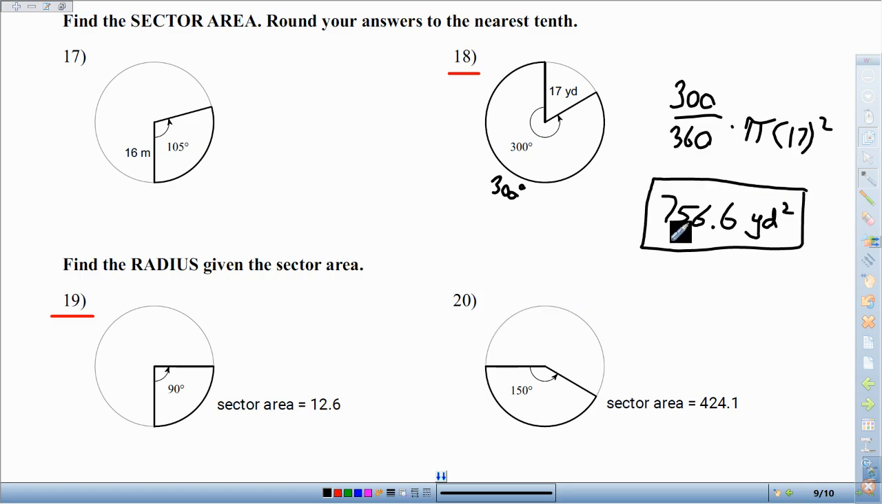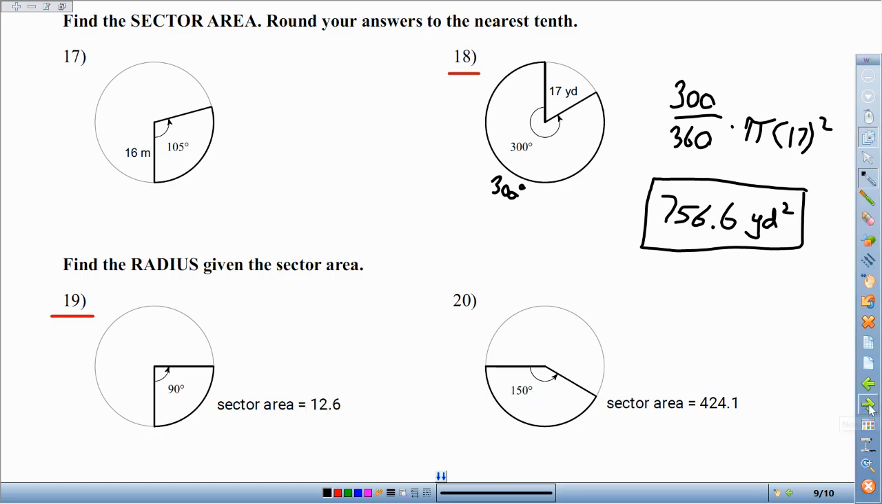This is a really big area. These are big numbers. If I were doing this, I would really quickly check to see what the area of the whole circle is. I know I can do that by just doing pi r squared. R is 17. Pi 17 squared, that gets me 907 for the area of the whole circle, which is bigger than this. That just kind of gives me some context to think, okay, yeah, this is likely right. Last one is giving us the sector area, asking us for the radius.